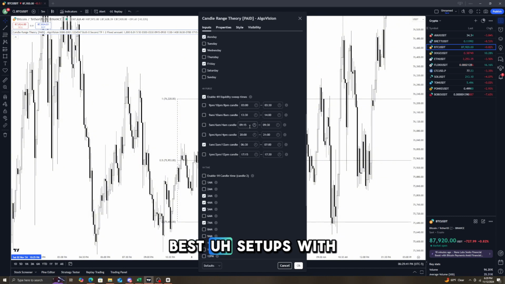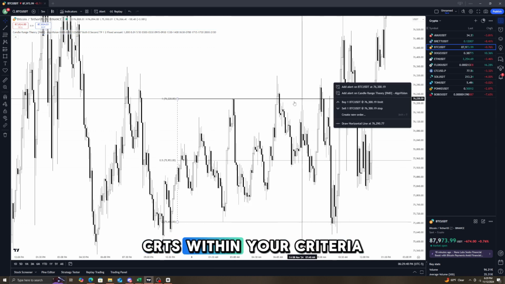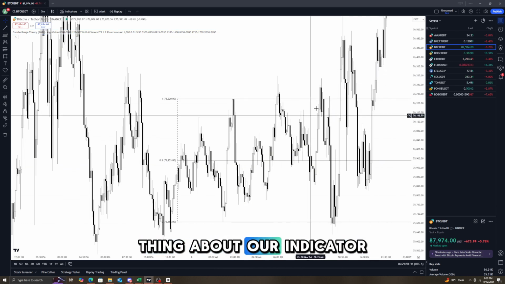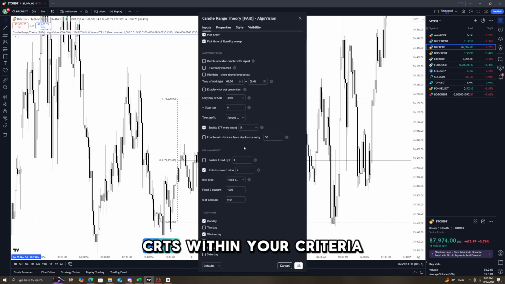Whatever you find the best setups with, you can filter out, and then, for example, you could just set a signal, and it will only show CRTs within your criteria. And that's the best thing about our indicator. You don't have to look at the charts. It will only show CRTs within your criteria.